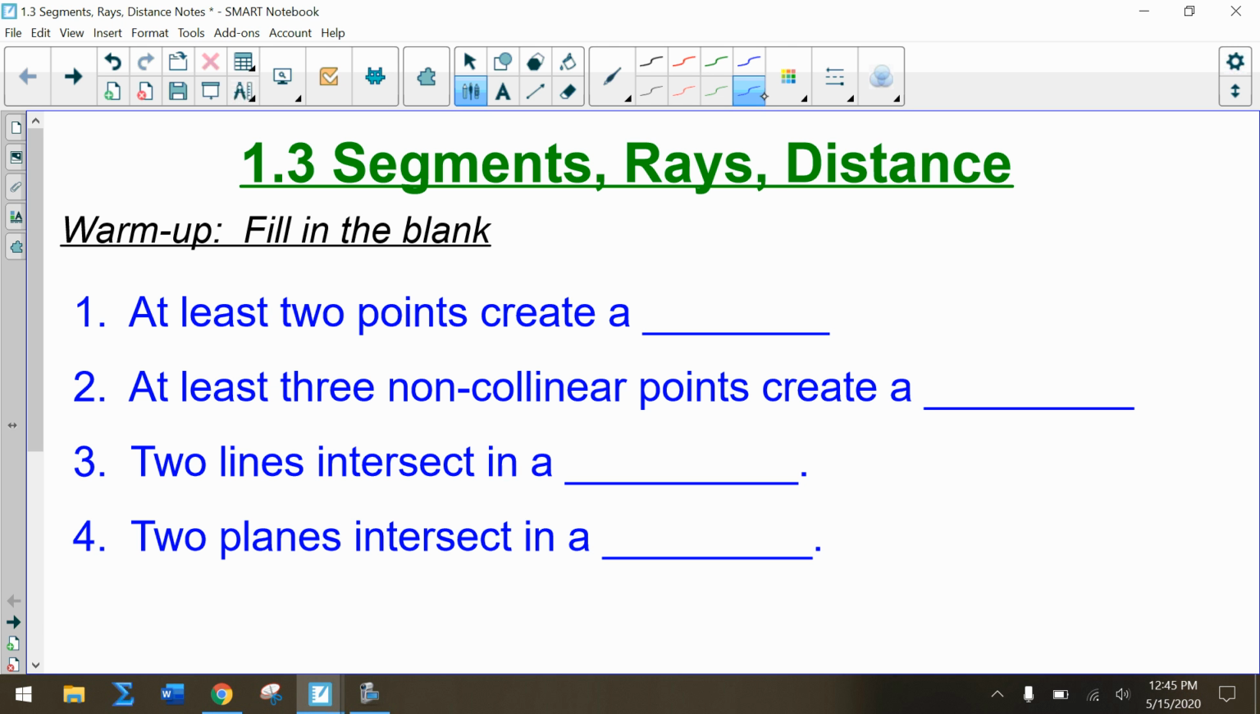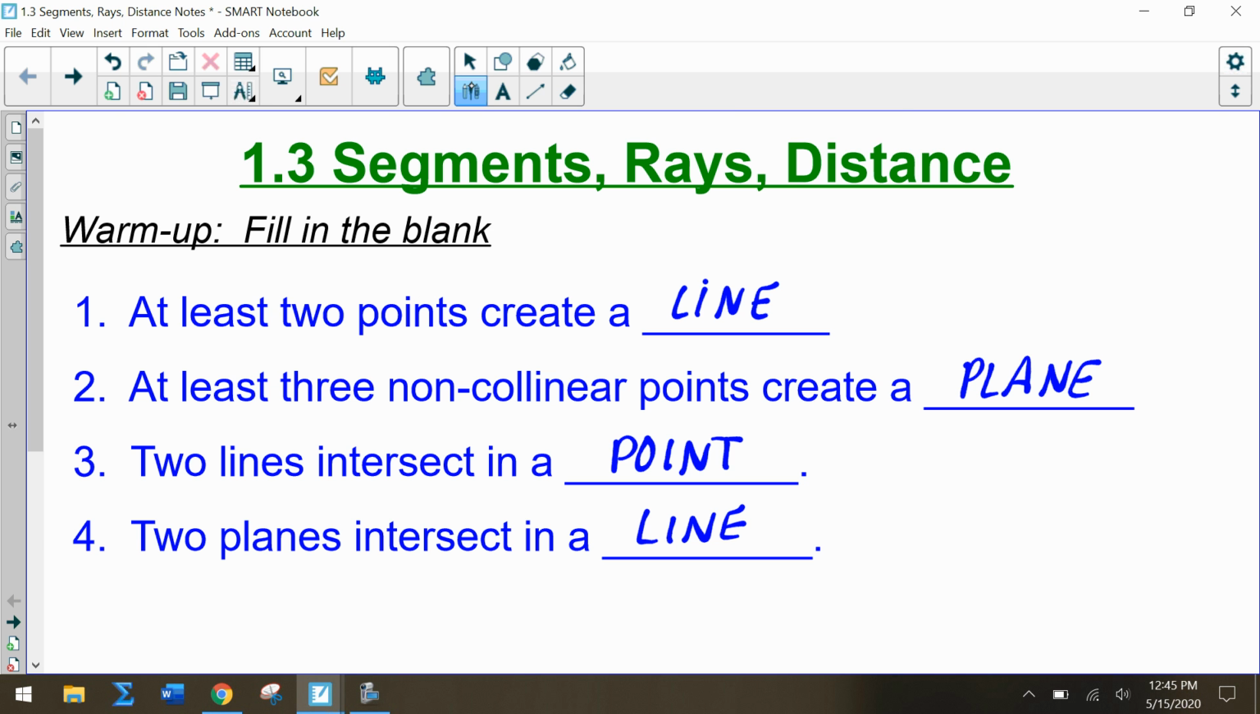Okay, so after you've done these 4 problems, we have: at least 2 points create a line. That's what we need, at least 2 points. And at least 3 non-collinear points create a plane. 2 lines intersect in a point. And 2 planes intersect in a line. This is some review from our last class.